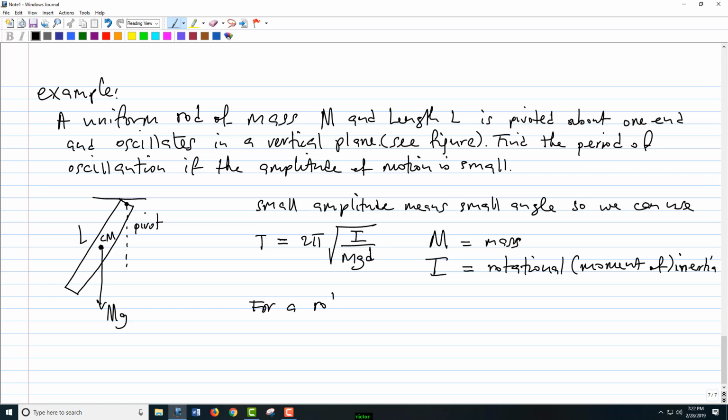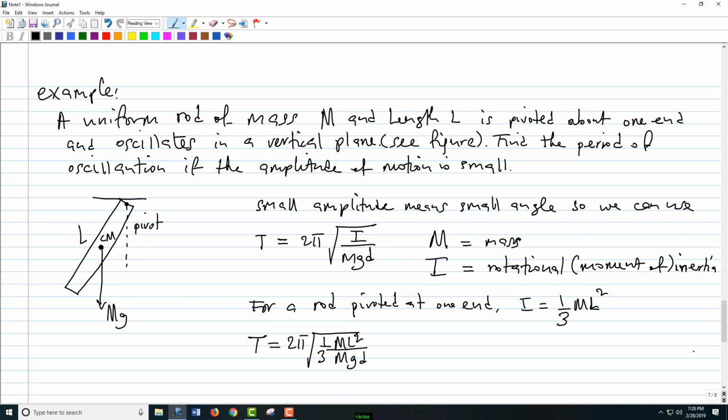So we can say that for a rod pivoted at one end, rotational inertia is given by 1/3 mL squared, where L obviously is the length. So plugging this in, the period of oscillation can be written as 2 pi square root of I, which is 1/3 mL squared, and then we divide that by the mass times gravity times d.